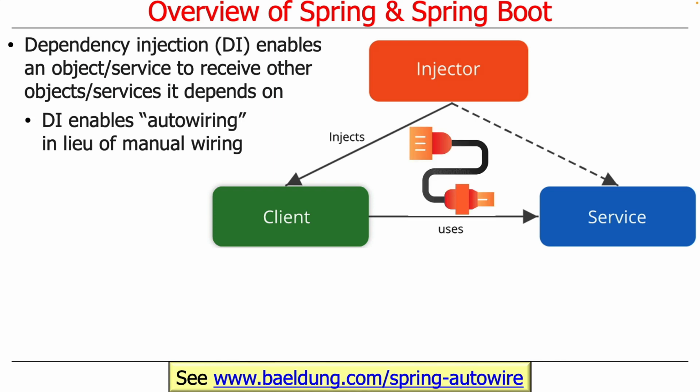So dependency injection enables what's known as auto-wiring in lieu of manual wiring. And you'll see @Autowired is actually an annotation used in the Spring framework to tell the framework, hey, this particular field depends on something else. Go find that something else and connect those things together under the hood so you don't have to do that yourself.